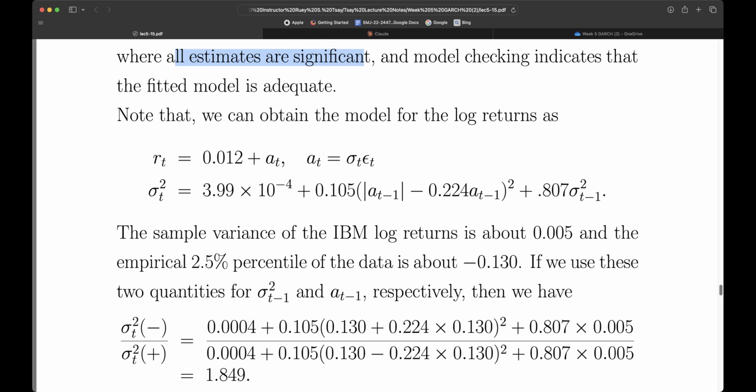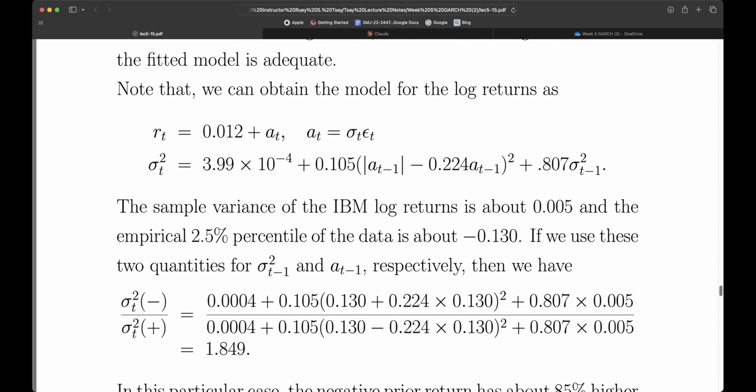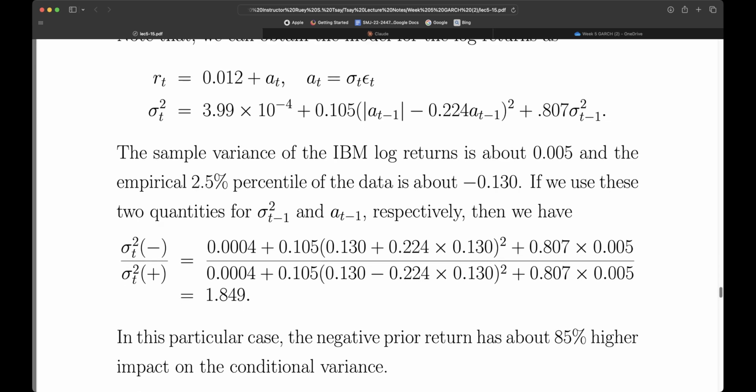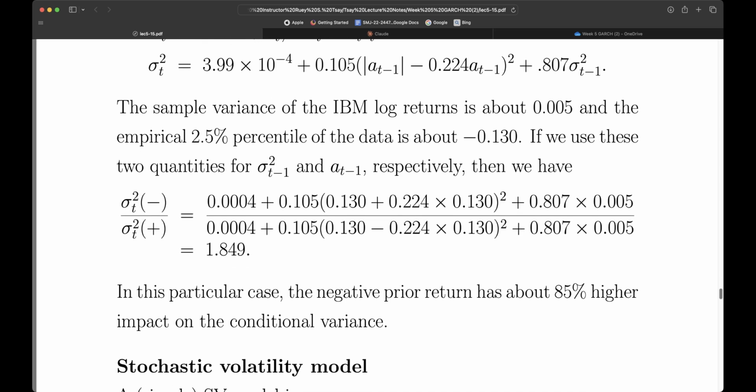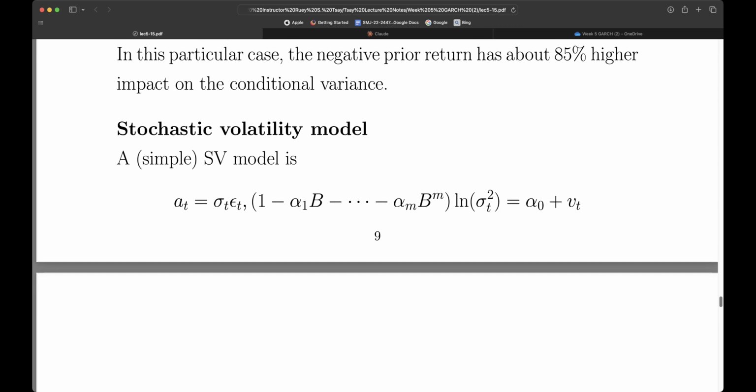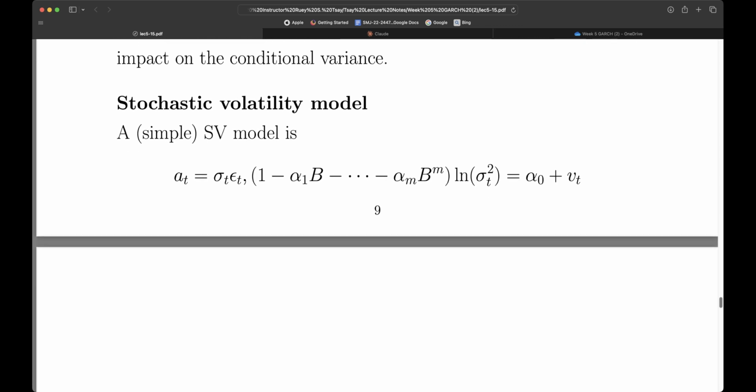So the sample variance of the IBM log return is about 0.005, and the empirical 2.5 percentile of the data is about this one. If we use these two quantities for sigma_{t-1} squared and a_{t-1}, then we have this one, plus or minus 1. So it means that the negative shock's effect on variance is about 2 times that of the positive. In this particular case, the negative prior return has about 85% higher impact on the conditional variance. Very interesting result. Now we have another important class, which is the stochastic volatility model.